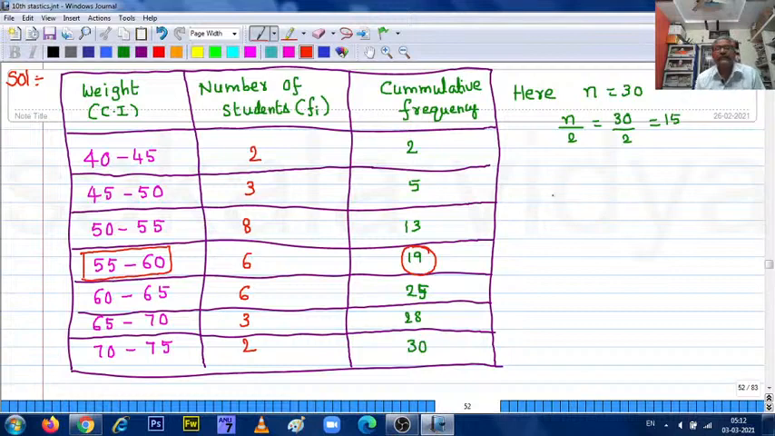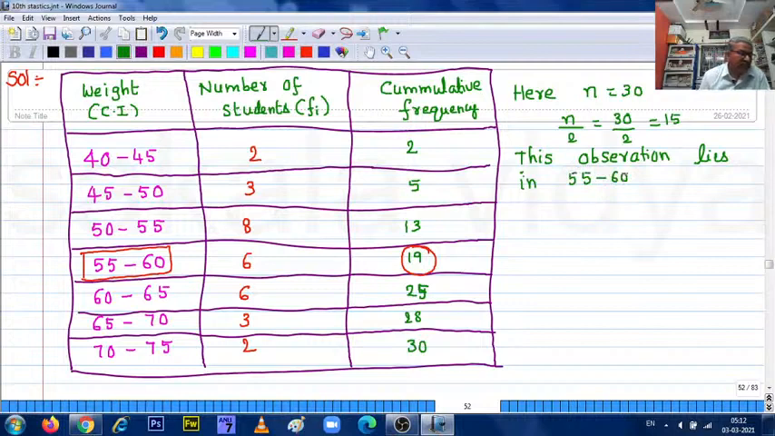So write down here: this observation lies in 55 to 60, so the median class is 55 to 60.